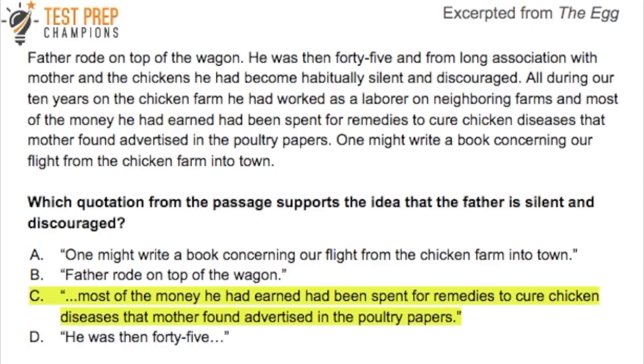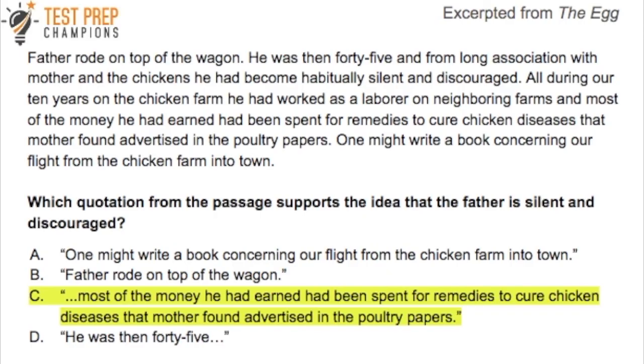Now, if you think about this, why would the father be silent and discouraged? Well, probably because he earned his money, and then most of it he had to spend on curing the chickens, so he's just kind of silent and discouraged after all of that. So C is the right answer here. Now, one other trick I want to give you: if you notice A, B, C, and D, C is the longest answer choice here. Again, this is a trick that will not always work. There's no guarantee. But if you are ever completely stumped and you have to guess, sometimes guessing the longest answer choice is going to be correct.